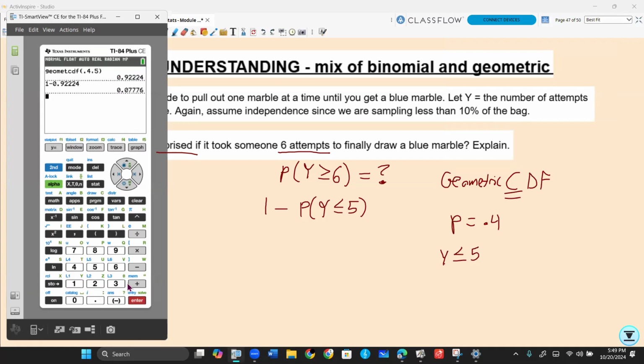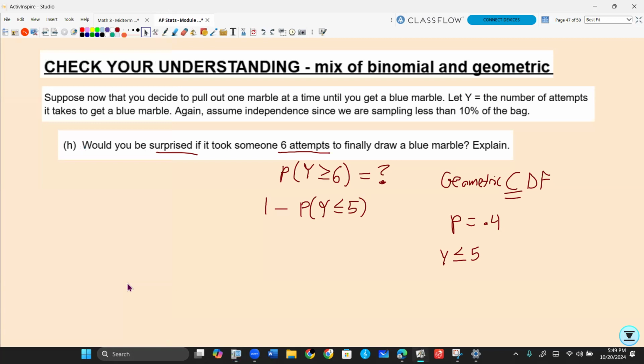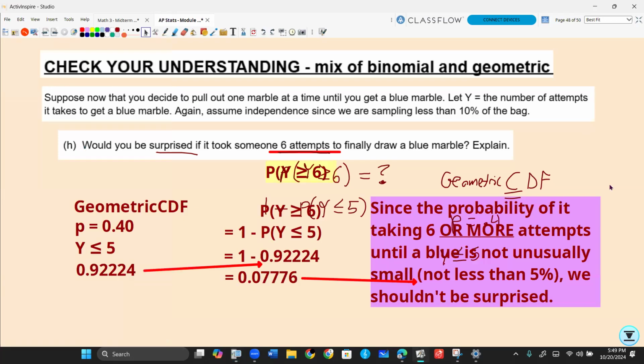7.8%. And so in this case here, because that's not an unusually small percent, remember our threshold's typically about 5%. I wouldn't say that's a surprising result. That can be gotten, not regularly, but it can be gotten, not as a rare occurrence. So what I would say on this problem is no. The geometric CDF will get you a 0.707776 since the probability of it taking 6 or more attempts until blue is not unusually small. And again, we don't want it to be less than 5% for it to be unusually small. We shouldn't be surprised in this scenario.